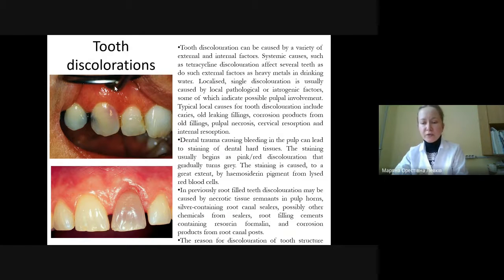In previously root-filled teeth, discoloration may be caused by necrotic tissue remnants in pulp horns, silver-containing root canal sealers, possibly other chemicals from sealers, and root-filling cements containing resorcinol-formalin. All of that can cause discoloration of the tooth structures.